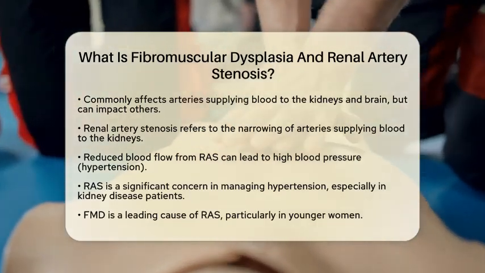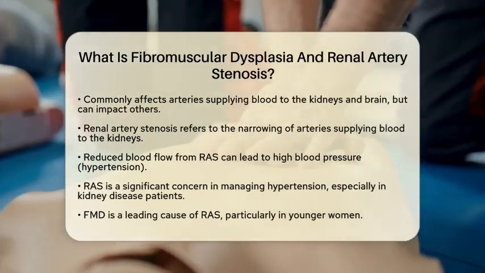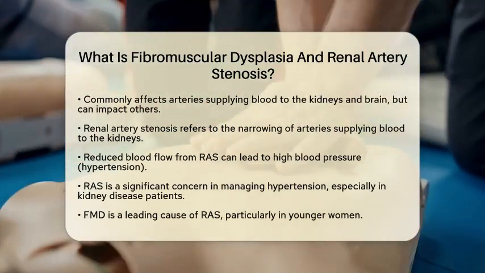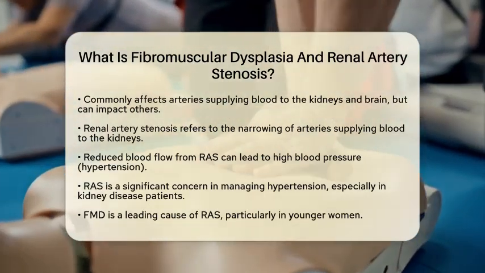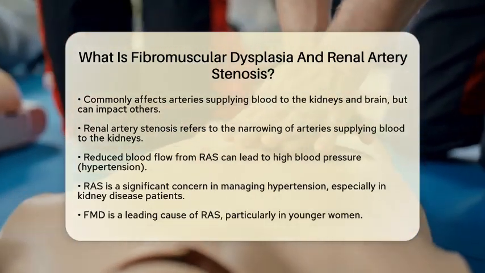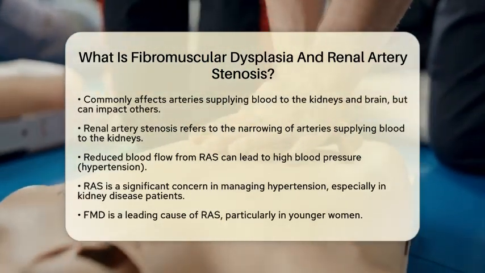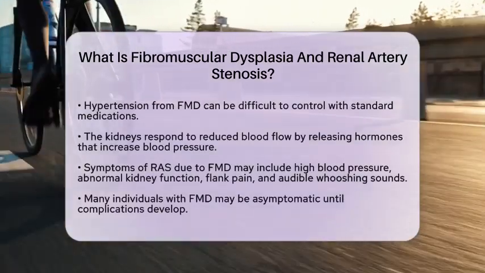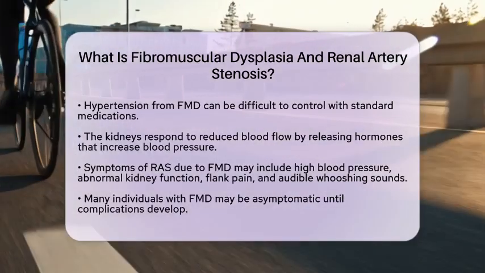Fibromuscular dysplasia is a leading cause of renal artery stenosis, particularly in younger women. When fibromuscular dysplasia affects the renal arteries, it can lead to hypertension that is often hard to control with standard medications. This happens because the kidneys respond to reduced blood flow by releasing hormones that raise blood pressure. If left untreated, this can further damage the kidneys and increase the risk of cardiovascular issues.